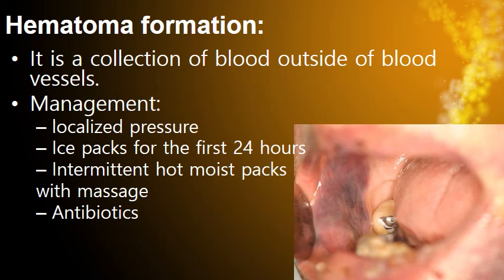The last subject we have is hematoma formation. What is hematoma? It is the collection of blood outside of blood vessels but inside the tissue. Bleeding is the expression of blood out from the blood vessels out of the tissue, while hematoma is the collection of blood due to injury to the blood vessels inside the tissue. This is the appearance of hematoma.